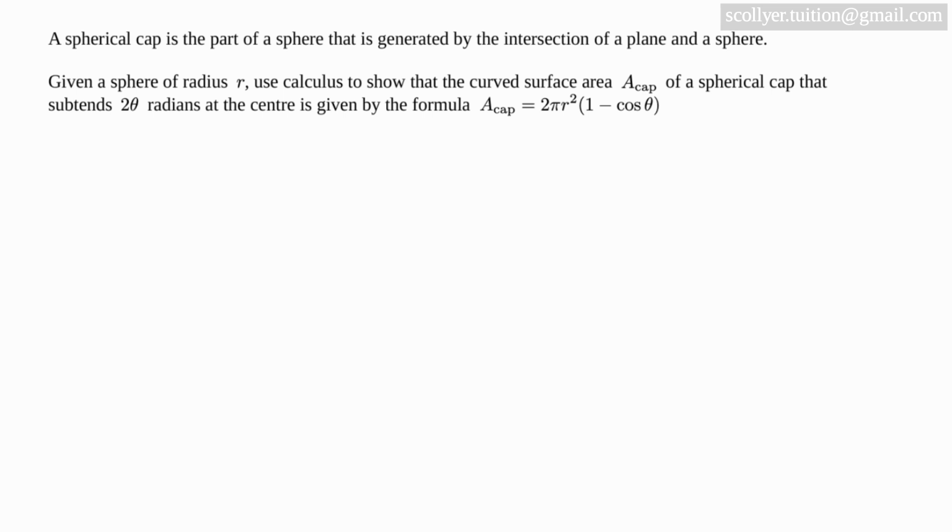A spherical cap is the part of a sphere that is generated by the intersection of a plane and a sphere. Given a sphere of radius r, use calculus to show that the curved surface area, A cap, of a spherical cap that subtends 2 theta radians at the centre is given by the formula A cap equals 2 pi r squared into 1 minus cos theta.